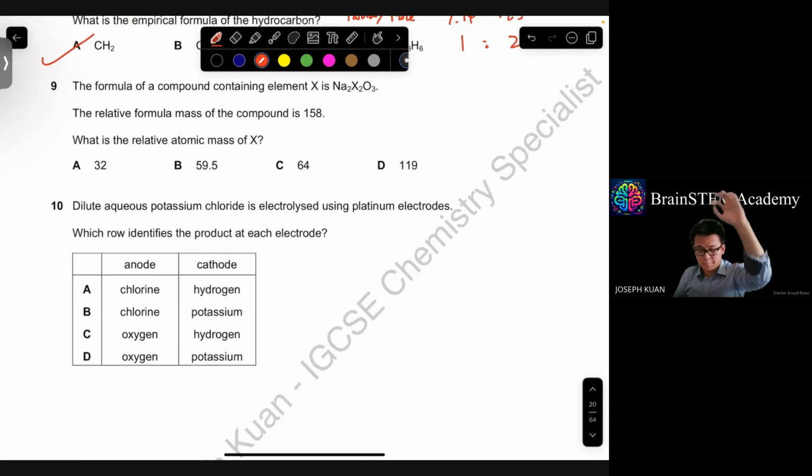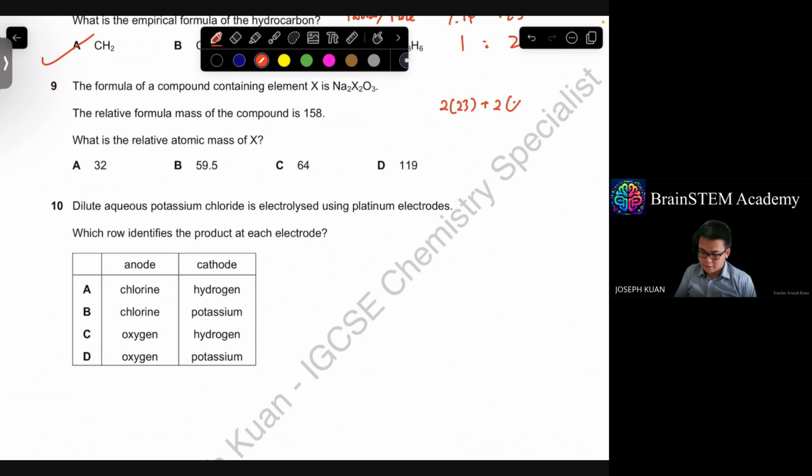Moving on, the formula of a compound containing element X is Na2X2O3. The relative formula mass of the compound is 158. What is the relative atomic mass of X? So 2 times 23 plus 2 times X plus 3 times 16 equals 158. So to find X, simply take 158 minus 46 minus 48, divided by 2. So you get 32. A is the answer. Moving on.